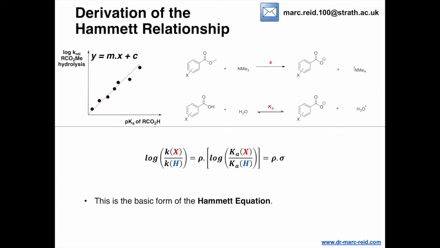Having spent some time calibrating how we understand the substituent constant, sigma, we now need to consider the other part of the Hammett relationship, the reaction constant, ρ. This relates to the gradient of the straight line on the plot that we've seen already.